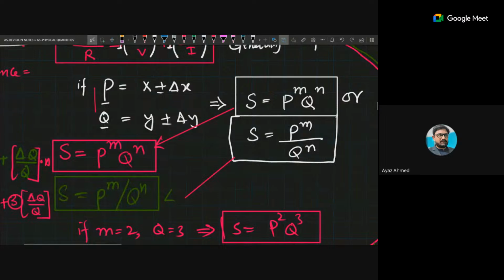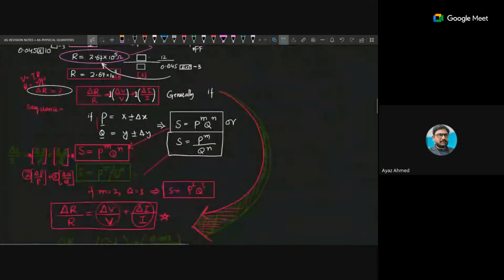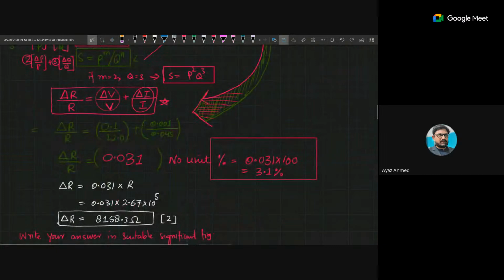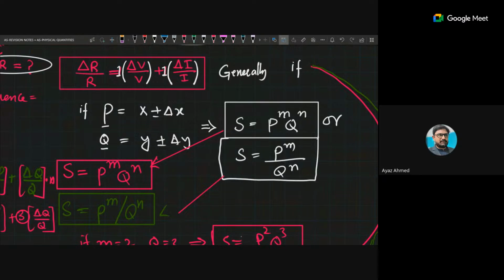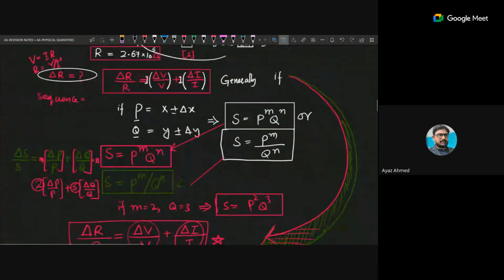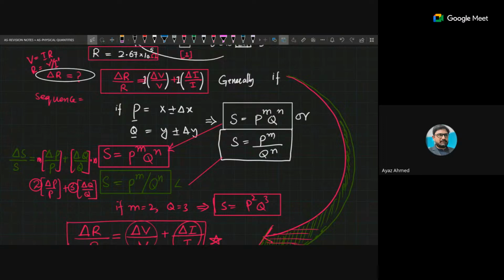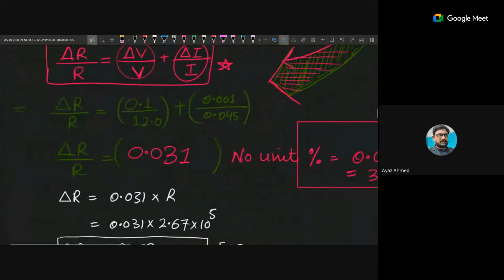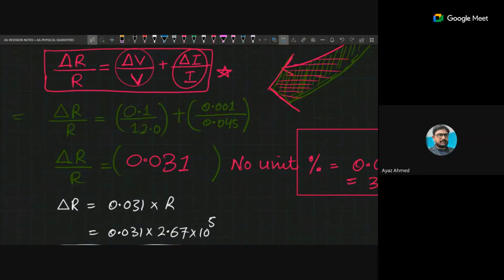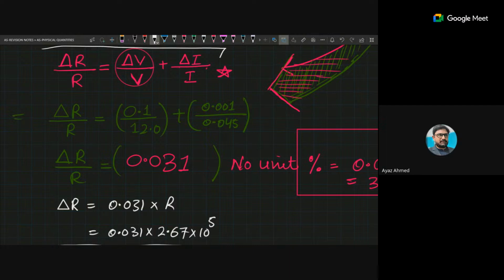But if they had any power, we can use the power in terms of multiplication, right? So we can do that. For example, here is its solution: delta R by R is equal to delta V by V plus delta I by I. This was actually one of the master equations for the absolute uncertainty in physical quantities. So please consider that equation.